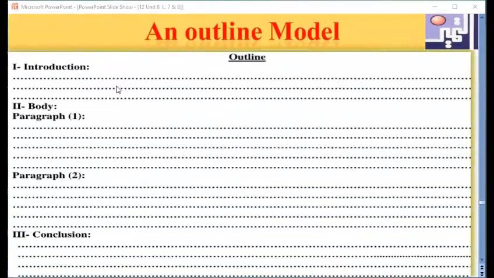Have a look. As you can see, an outline model like this. This is the outline. The first part is the introduction here. Body paragraph 1, we should write the idea here, and we should support it with some details. In paragraph 2, this is the second idea. We should write the second idea here and support it also with some details. In the conclusion, we can restate the topic sentence or summarize the ideas discussed in the previous topic.